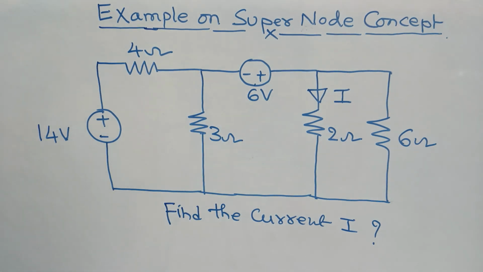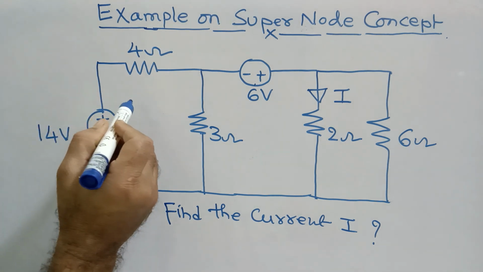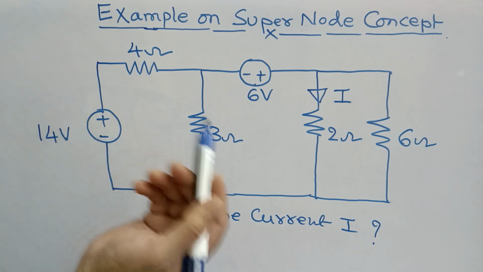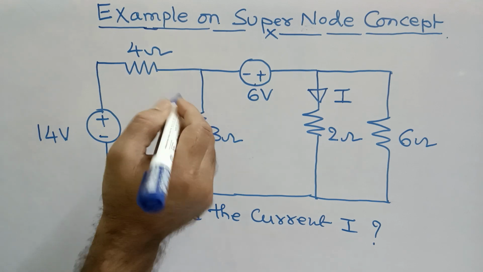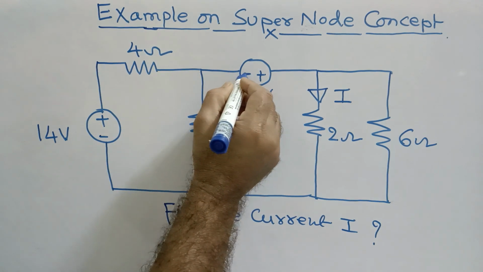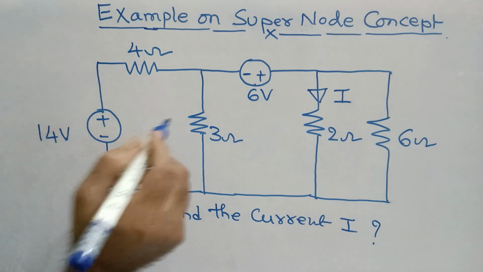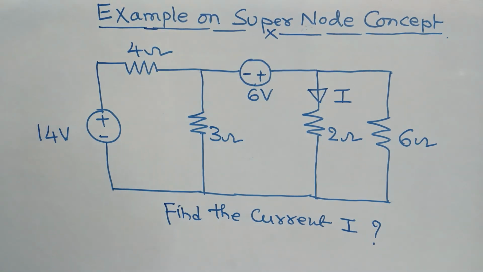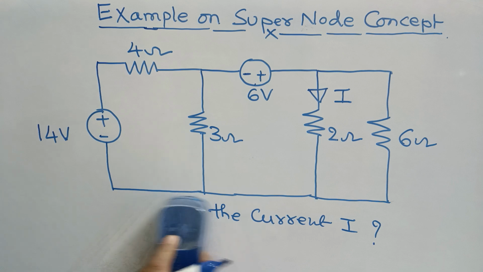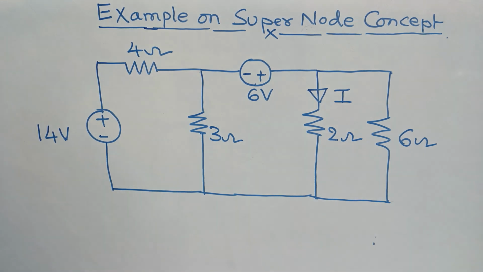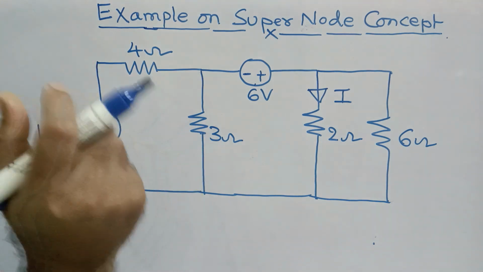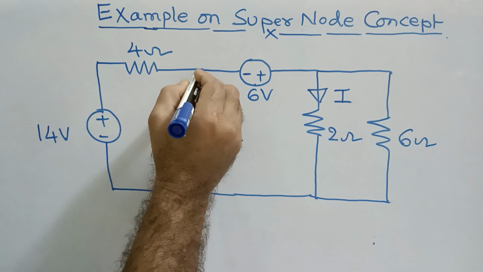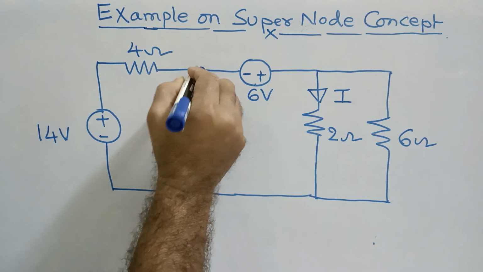So how do we solve this? If you apply directly the basic definition of nodal analysis, it may take a little bit of complexity. By using the supernode, it will be very easy. Why? Because what is a supernode? A supernode is nothing but a voltage source that is common between any two nodes.